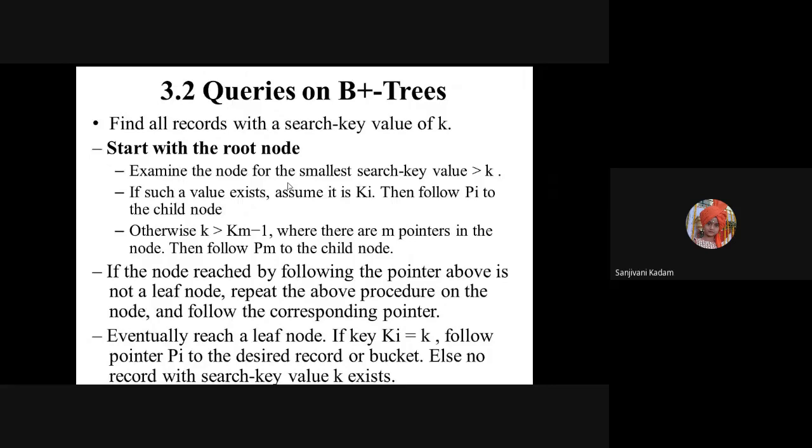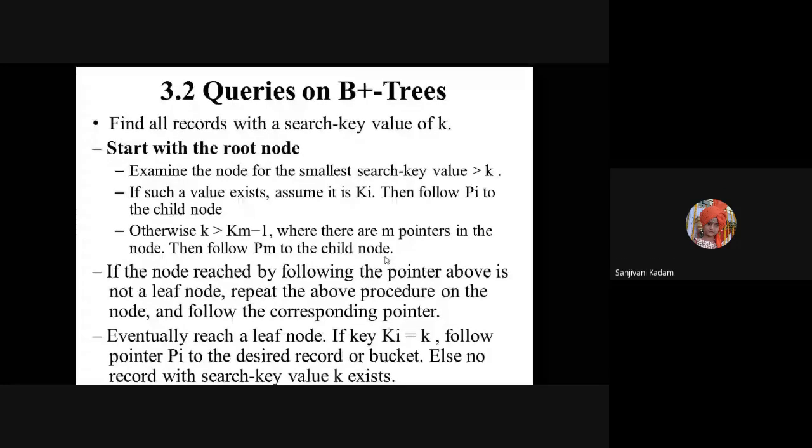Okay, right now we assume this as a ki, then follow pi to the child node. So here we wanted to search for the redwood. Now this search key value is greater than the k, but this condition doesn't get satisfied, because here whatever the peri-reach is there, is smaller than redwood, so it means that there is no possibility.